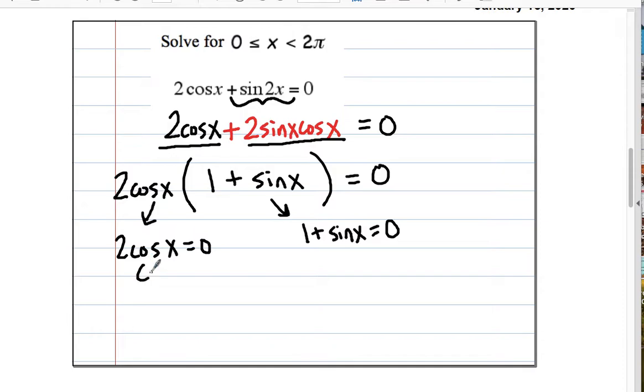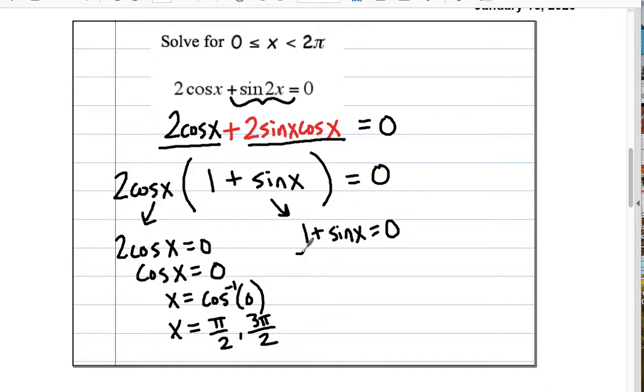Okay, so over here, if we divide by 2, 0 divided by 2 is still 0. To get the x alone, we would do the inverse cosine of 0. So look on your unit circle sheet. Where do you get a 0 for cosine? That happens both at pi over 2 and at 3 pi over 2.